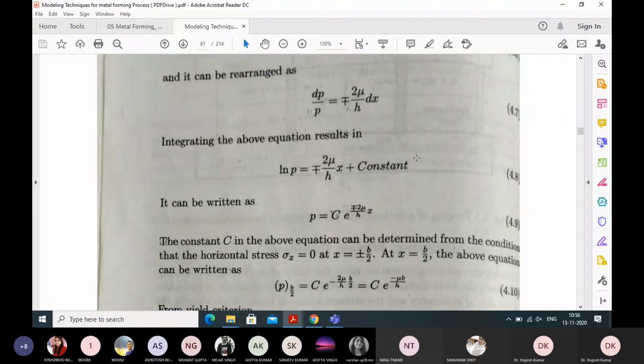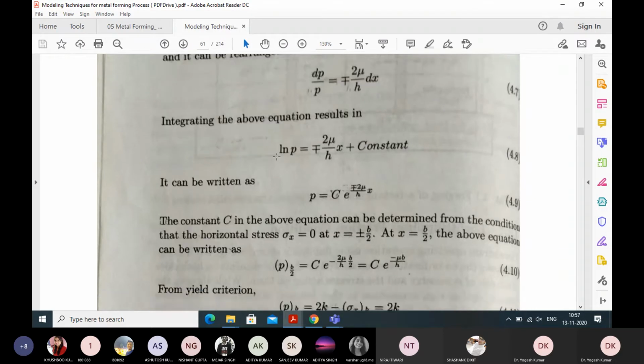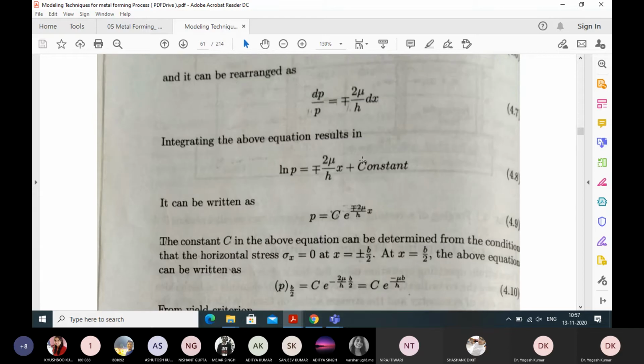I don't think you will face any difficulty in integrating this equation. This again can be rearranged, since it is natural log. In order to remove this natural log, we can put e to the power left hand side equal to e to the power right hand side. If we take e to the power natural log of p, this will become p, and this will be e to the power twice mu upon h x plus some constant.